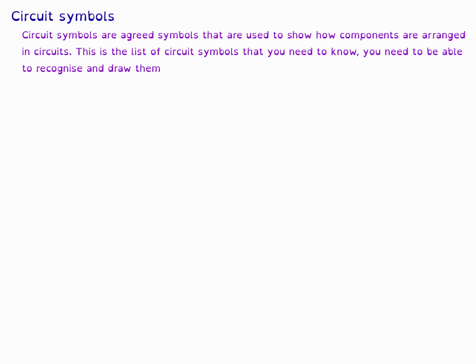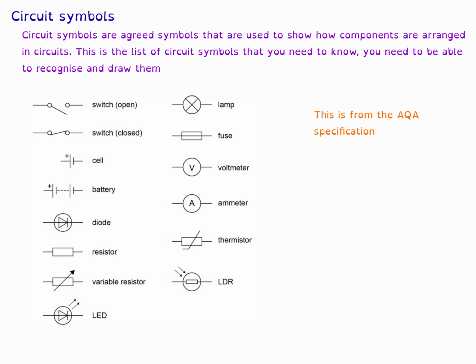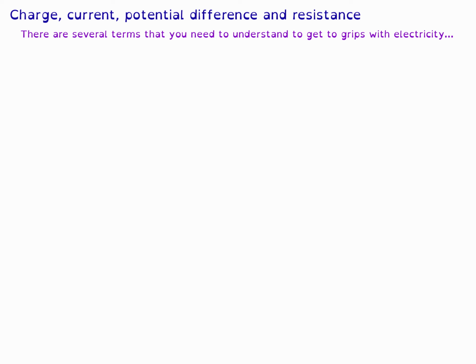Circuit symbols are agreed symbols that are used to show how components are arranged in circuits. These are the list of circuit symbols that you need to know. You need to be able to recognise and to draw them. This diagram is directly from the AQA specification. There are several terms that you need to understand to get to grips with electricity.